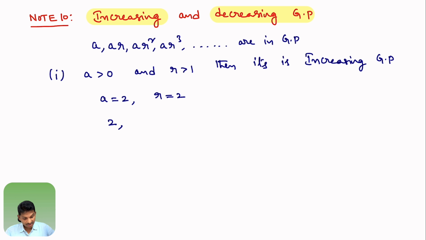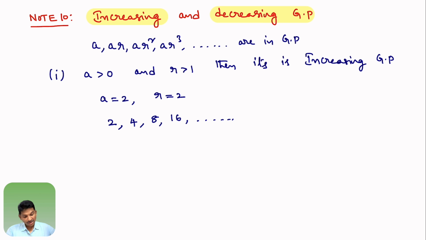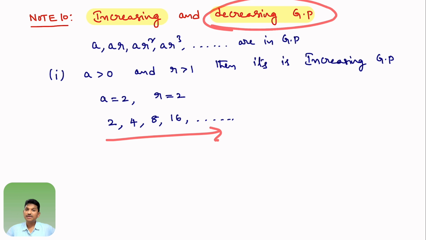A is 2. AR is 4. AR square, that is 2 into 4, 8. AR cube, 2 into 8, 16. You can observe, are they in geometric progression? Obviously, as we substituted in this, they will be in geometric progression. Why is it called increasing geometric progression? You observe the numbers are increasing: 2, 4, 8, 16. Not necessary every time numbers must increase. We will learn that in decreasing GP.